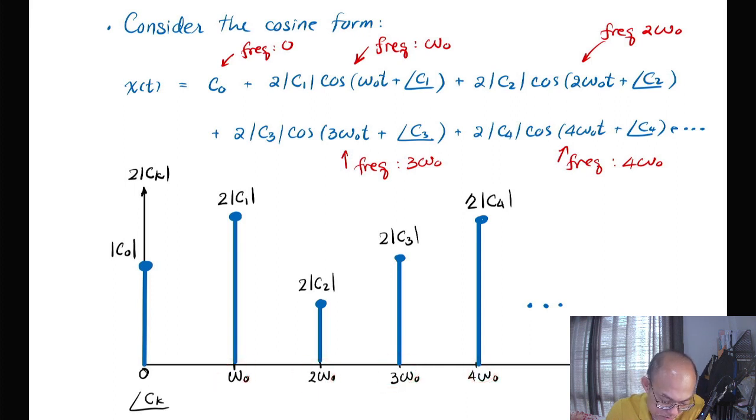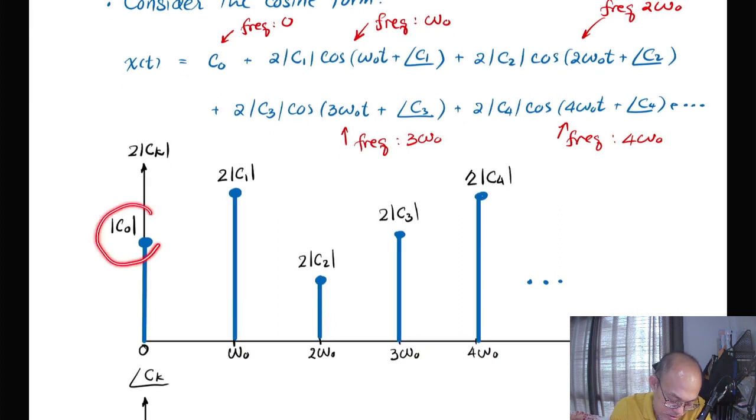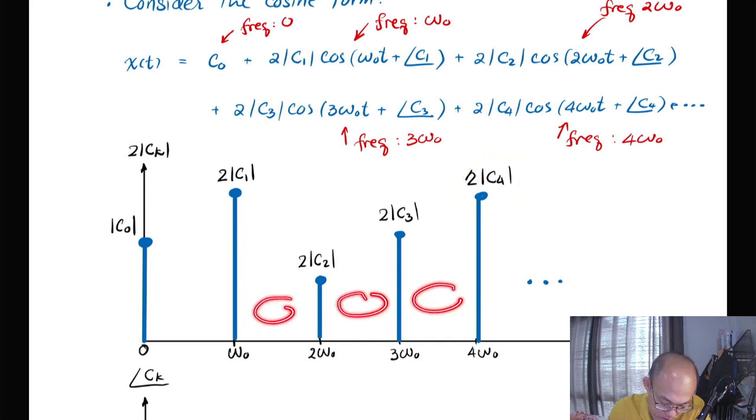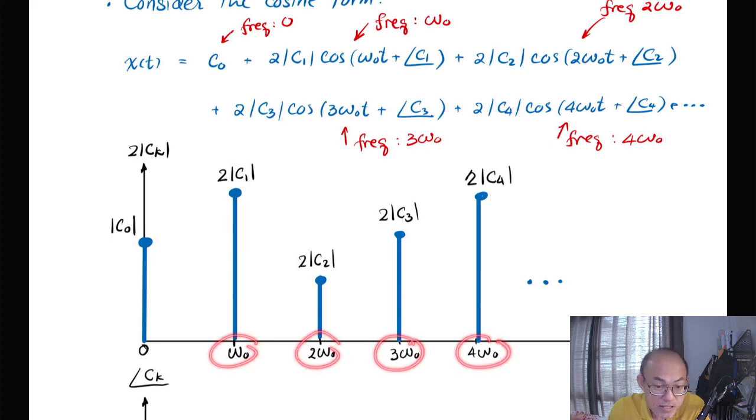For example, if x(t) has the frequency of omega 0, you can plot this: this is the average of x, this is the main component, this is the second component, which is at twice the frequency of x. This is 3 times the frequency of x, this is 4 times the frequency of x. There are no components in between, okay? Components of x are only at certain frequencies, the multiples of the fundamental frequency of x.